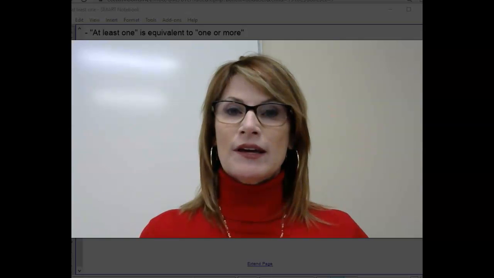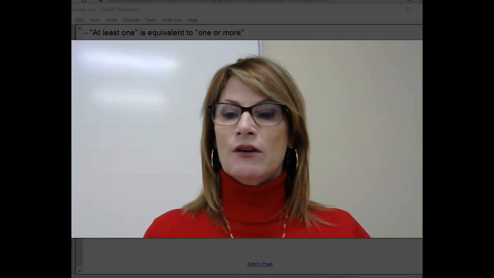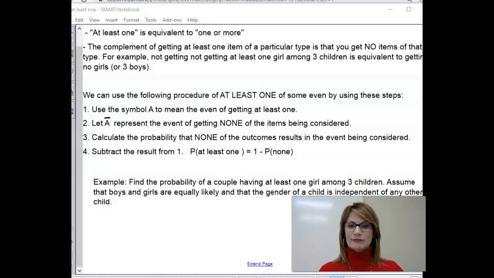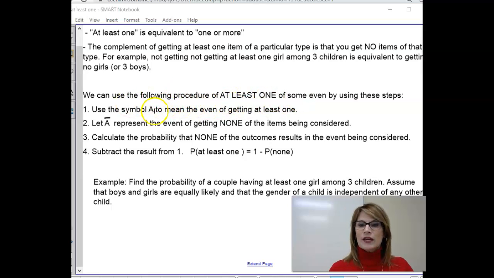So let's look at what that looks like if we are calculating some probabilities. For example, not getting at least 1 girl among 3 children is the equivalent of getting no girls. So we have this procedure. The procedure of getting at least 1, we use the symbol A, that's always our event. A with a bar over it is what I use for the complement. That would be getting none.